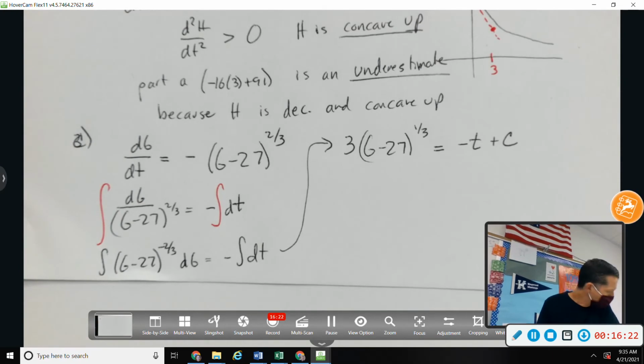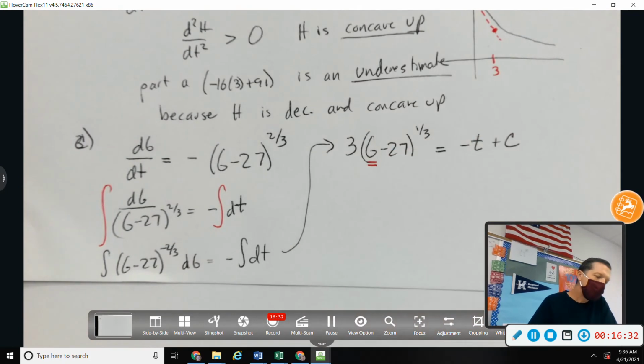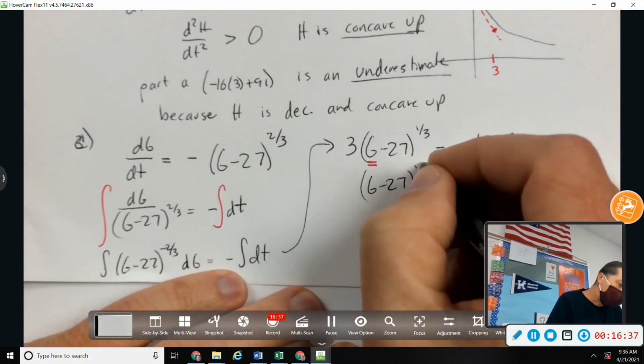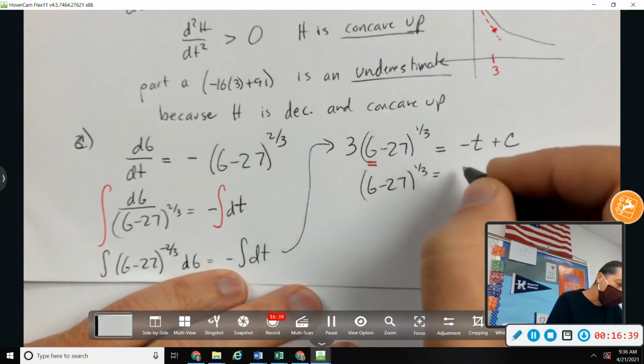Let me reread the question here. Find an expression for g of t. That means I need to get g by itself. So I need to start to move things around to get g by itself. So I'll divide by 3.